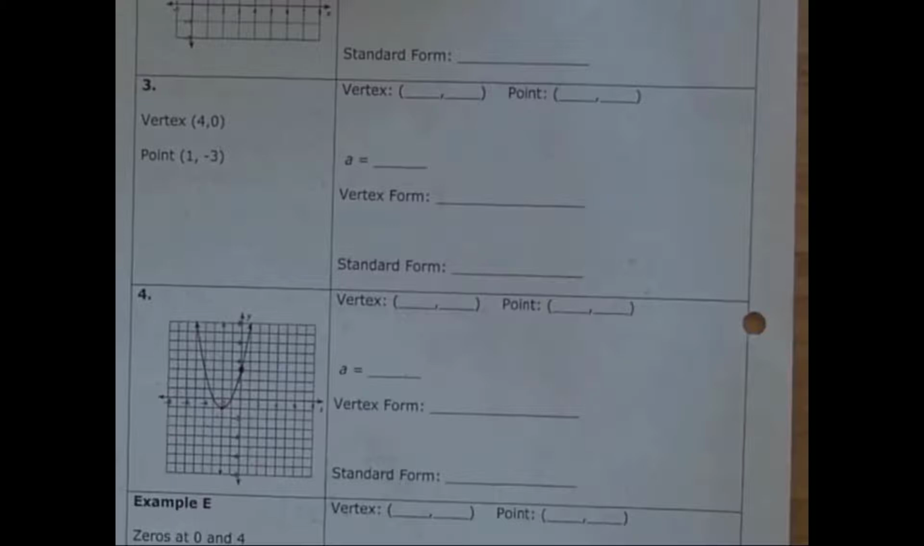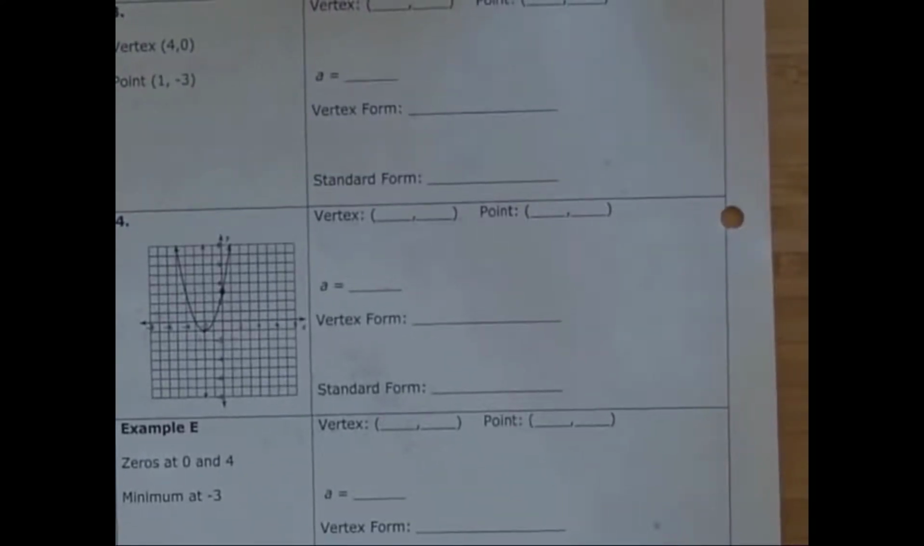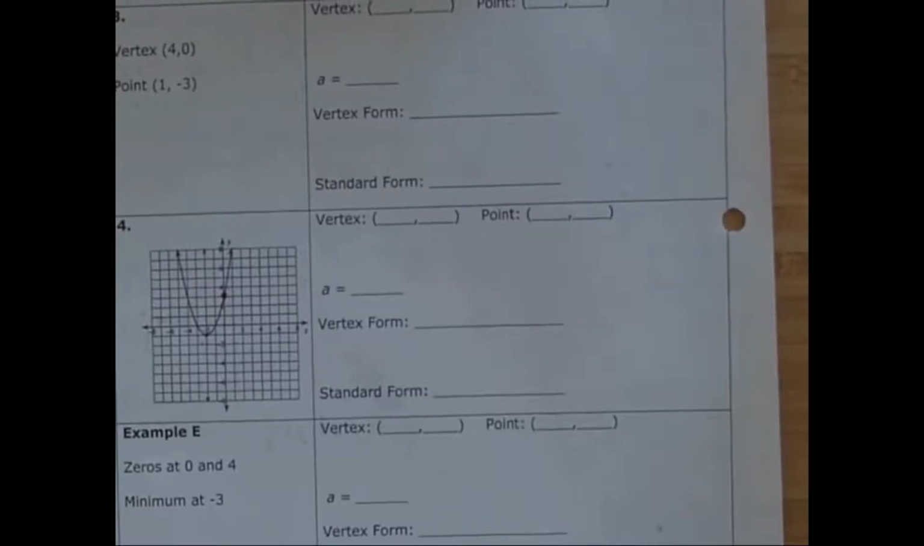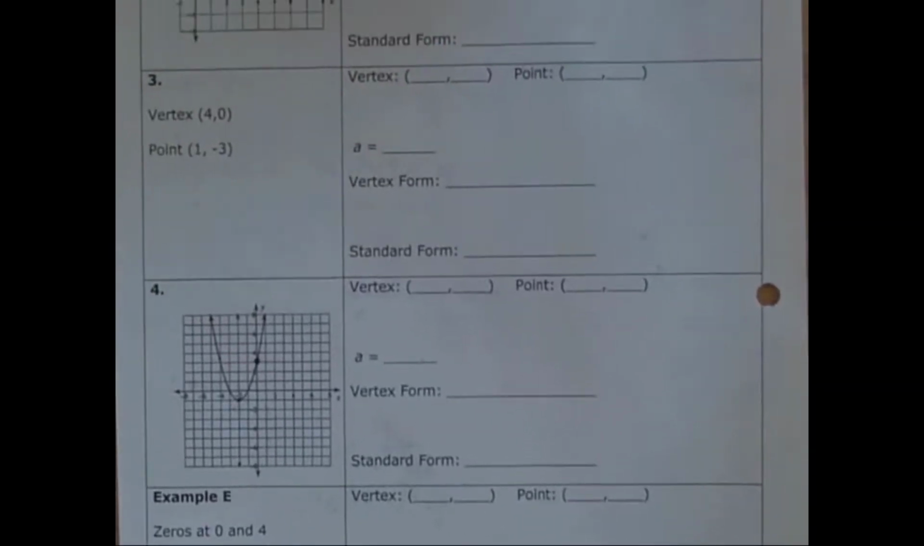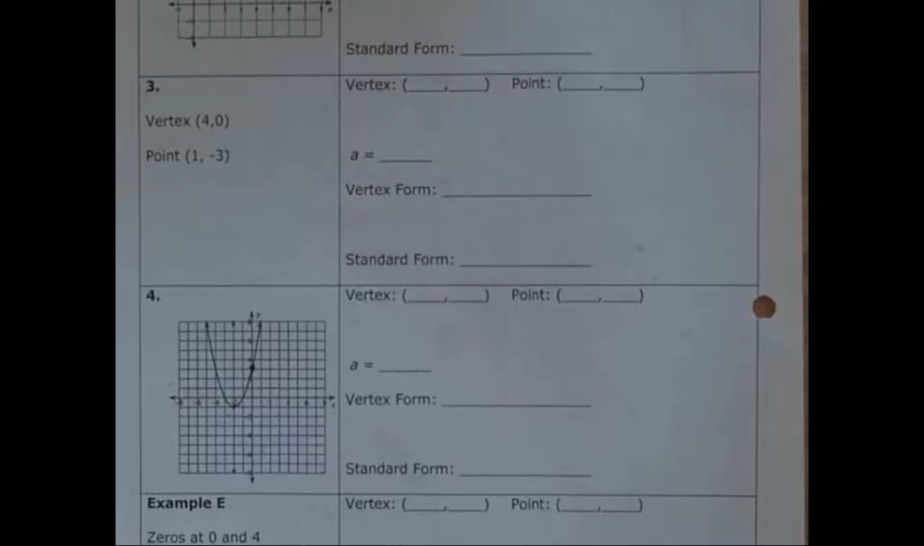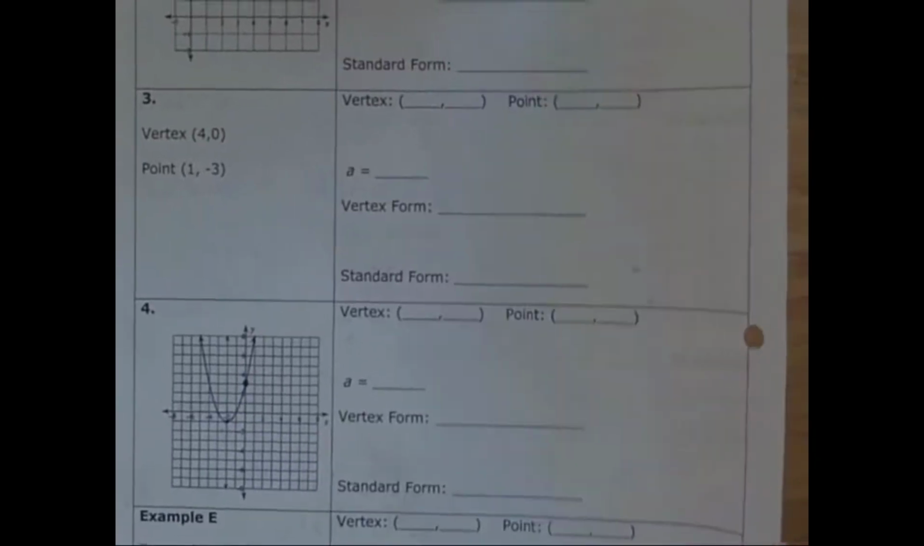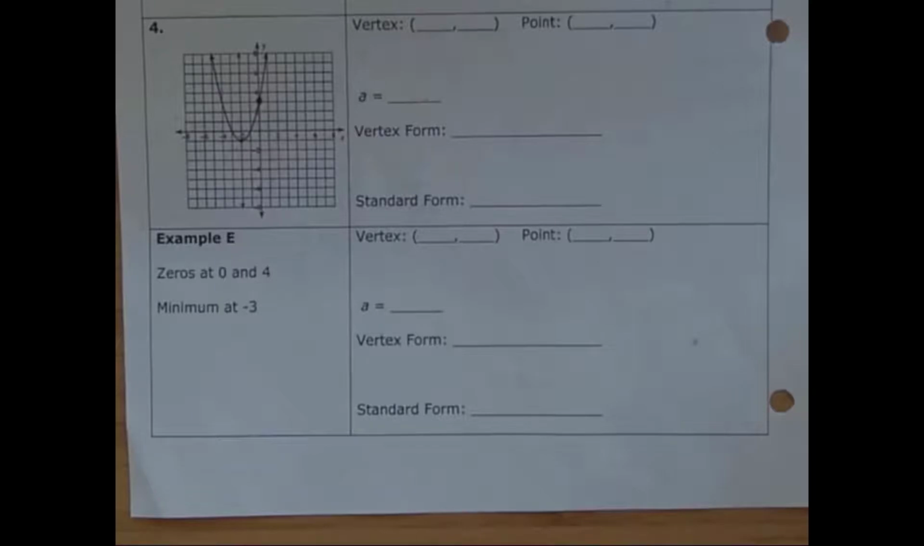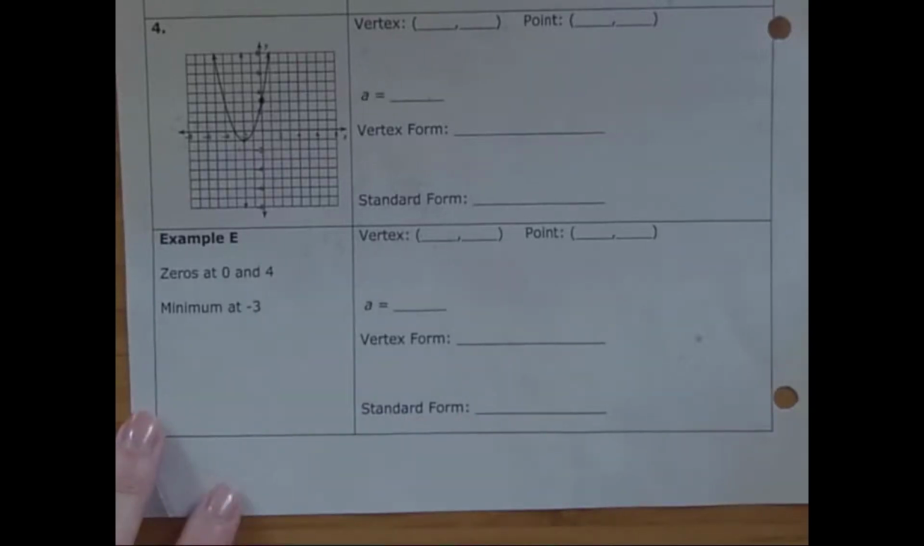Go ahead and pause the video because I'm going to go through example E with you, and I don't know why it's example E. Okay, so try those 4 on pause and then come back when you're ready to talk about example E. So remember, you can go through the key on It's Learning to check your 1 through 4.